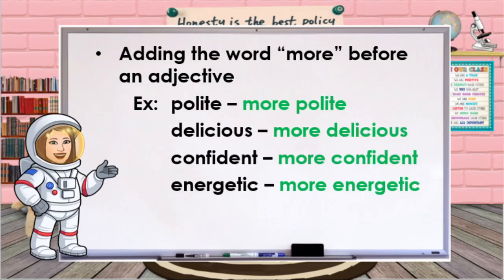The last rule is by adding the word more before an adjective. Examples: polite, more polite; delicious, more delicious; confident, more confident; energetic, more energetic.